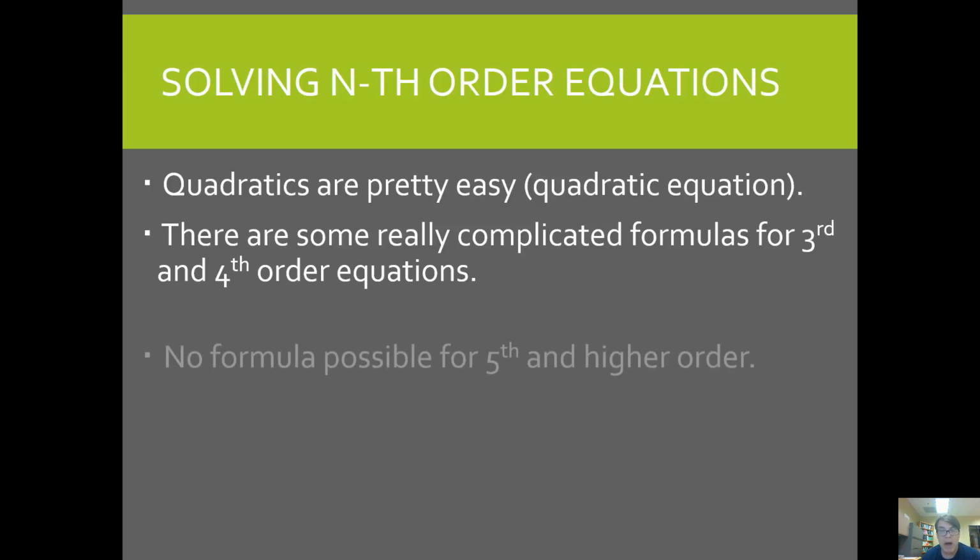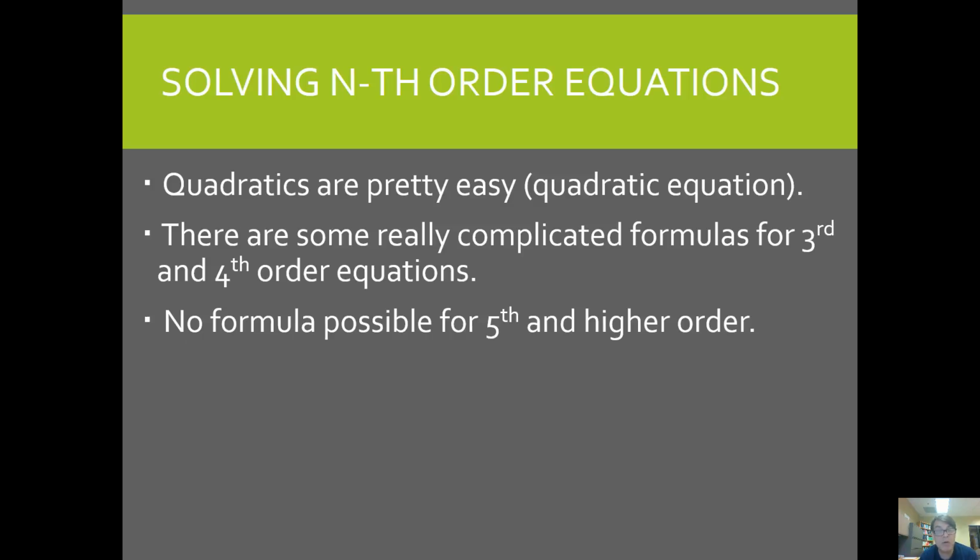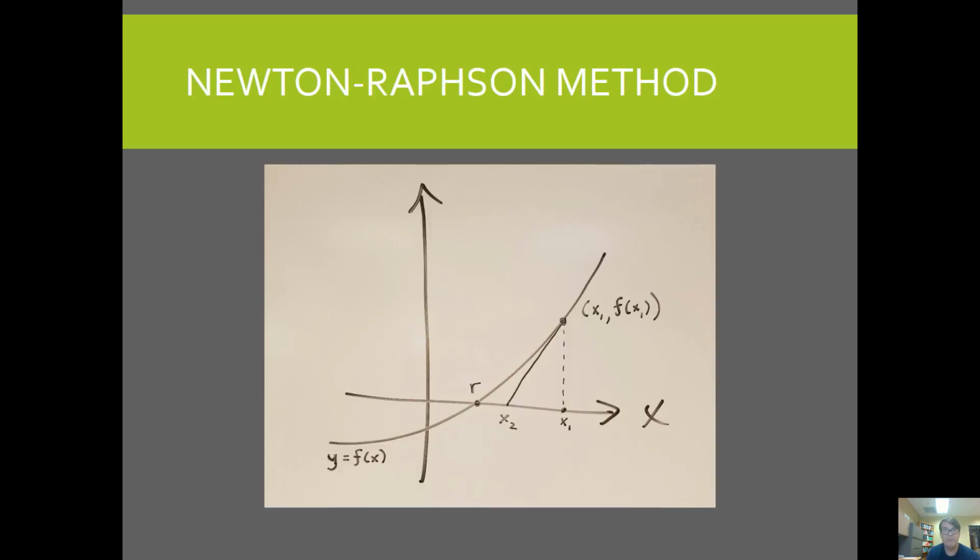Anyway, however, there is no formula. Not only is there no formula for fifth order or higher equations, x to the fifth, x to the 400th, x to the 431st power, there are no formulas that exist. In fact, someone in the 1800s showed that it's not possible to come up with a formula that would satisfy those sorts of equations. And so what are we going to do? Well, leave it to Newton.